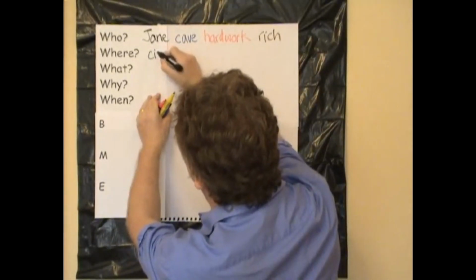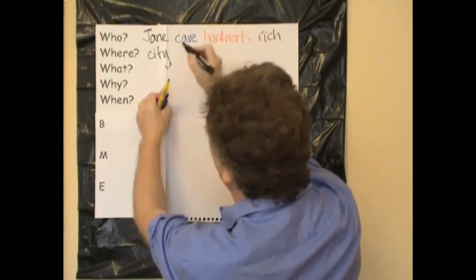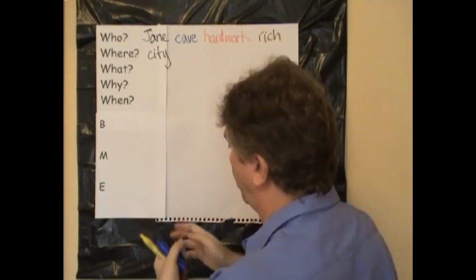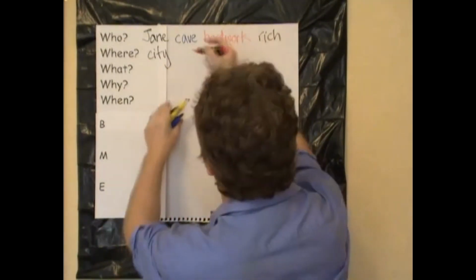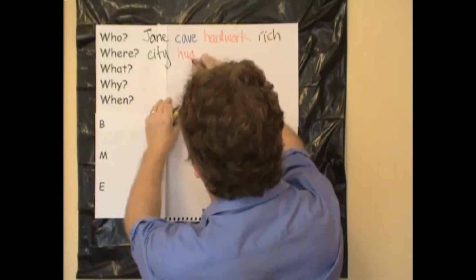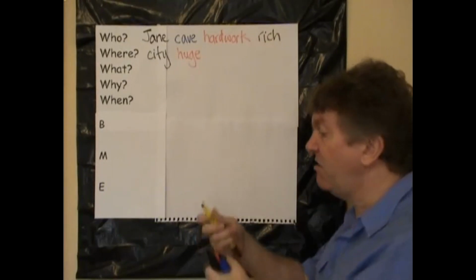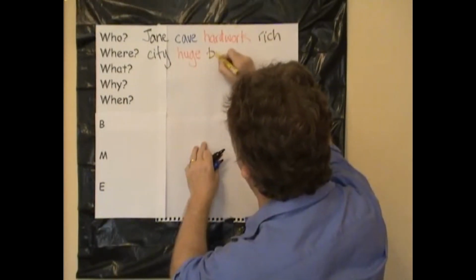A city. Well, you would always say, what kind of a city? So, like a huge city. So let's put that. A city that was huge. And it's busy. We'll say, yeah. So it's a busy city.